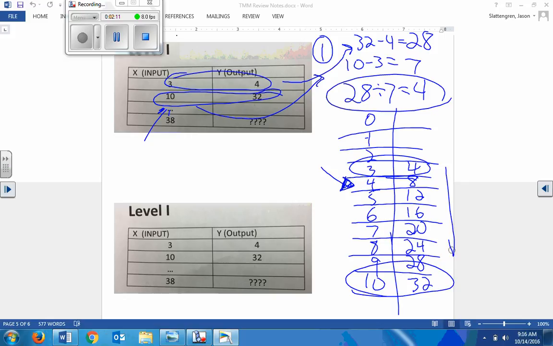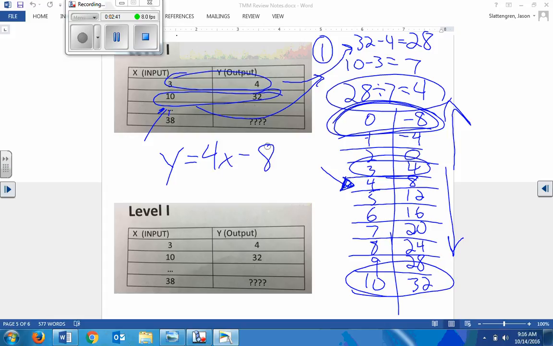Now, as we go down, we add, but when we go back the other way, we go the opposite way. So in this case, we subtract. The next one's 0, negative 4, negative 8. Now we can stop because we found our start value. When we start at 0, we're at negative 8, so our start value is negative 8. So in this case, our equation is y equals 4 times x, because we're adding more and more 4s, minus 8. Or some of us like to say 4x plus negative 8, which is an equivalent way of saying minus 8.